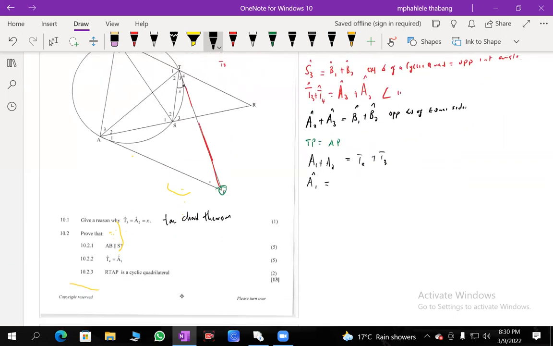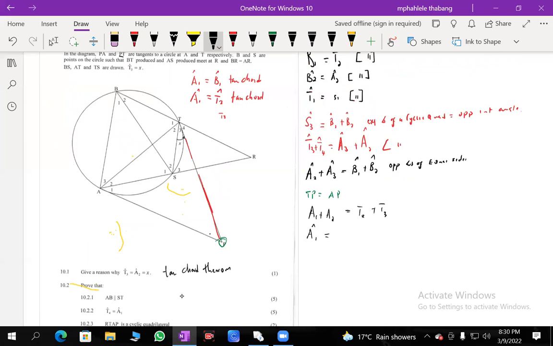Now they say prove that AB is parallel to ST. Let me draw the lines that are parallel. I must prove that the line AB is parallel to the line ST. Okay, I must prove that these lines AB and ST are parallel.